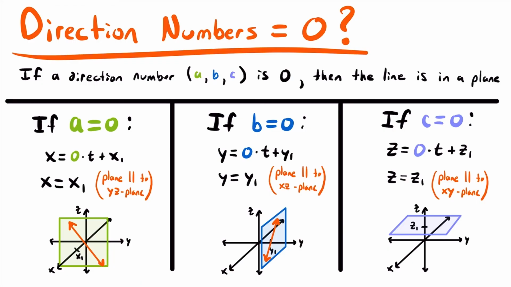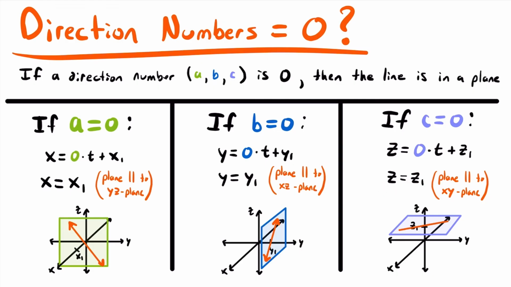Okay, and then finally, in the same way, if c equals 0, if the z component of your direction vector is 0, then the parametric equation for z will look like this. z will be equal to 0 times t plus z1. This term will become 0, and so you just have z is equal to z1, which would represent a plane parallel to the xy plane. And so essentially what's going on here is if you have a line parallel to a vector where the z component is 0, that line will be contained within the plane z equals z1.